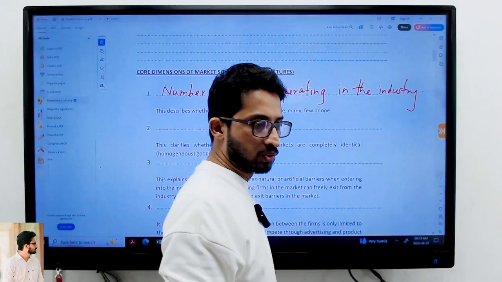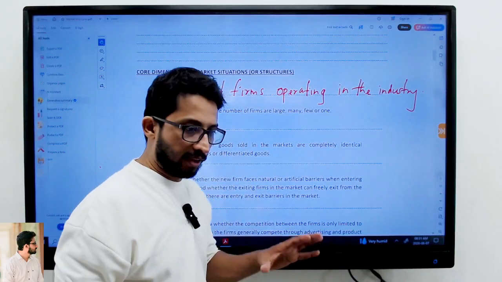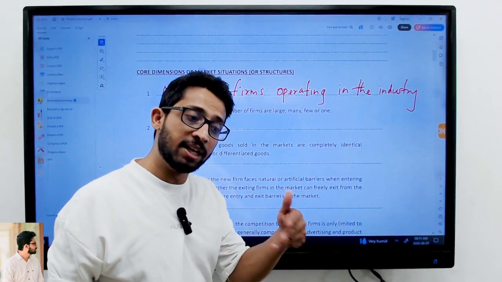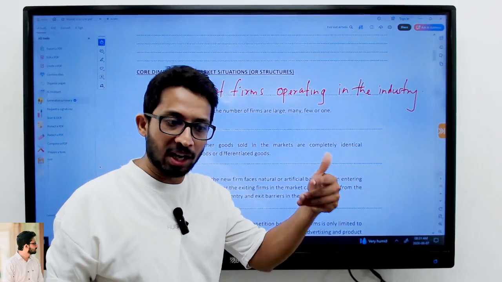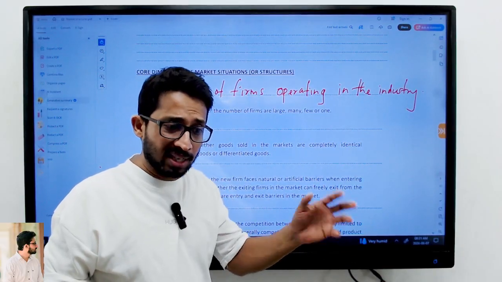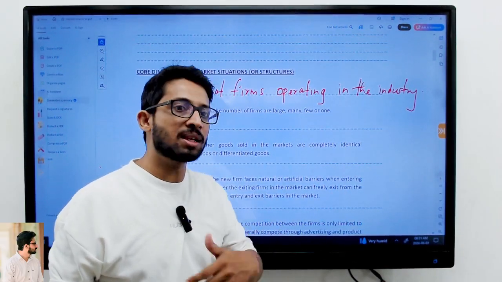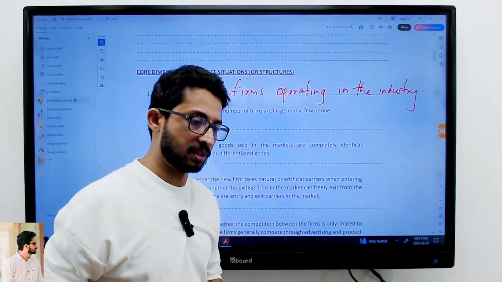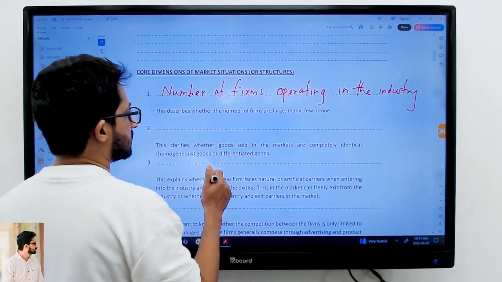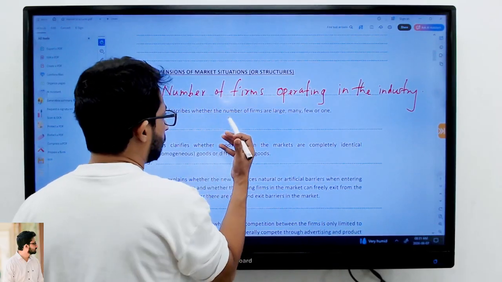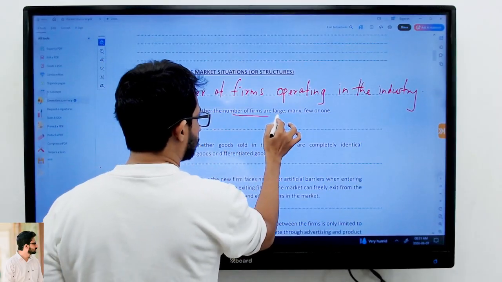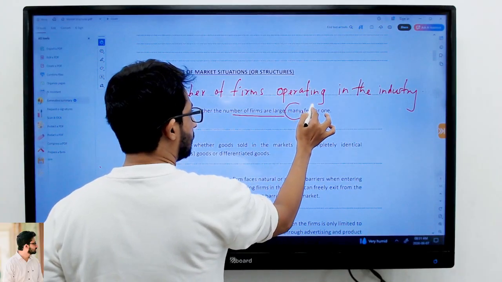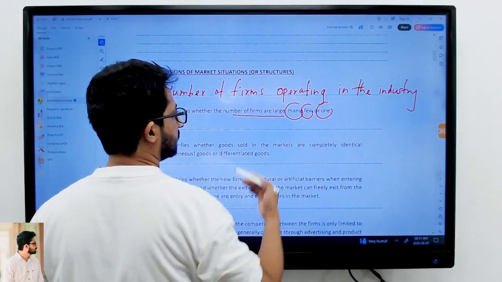Like every house has a roof, every market has a number of sellers. The number of sellers might be different from market to market, but that's a common feature. In a market, sometimes the number of sellers can be large, many, few, or just one.